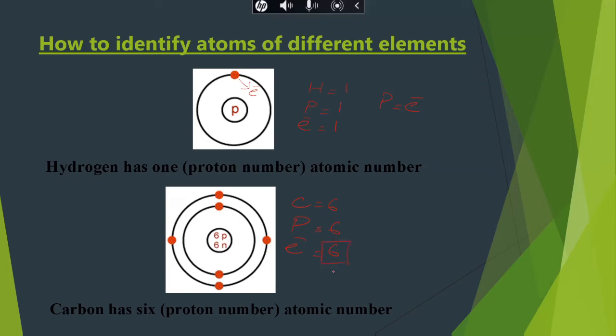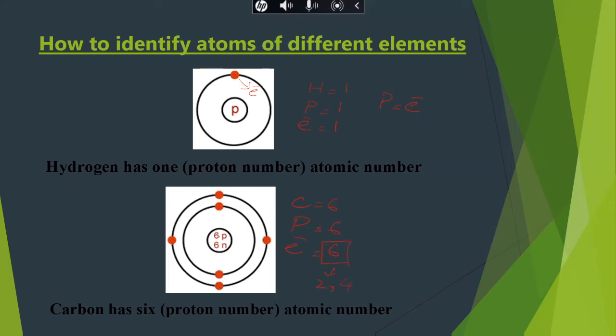Why are there 2 electrons in the first shell? Why not 6 electrons? Why not 4 electrons? We will discuss it later. First, just try to understand that there should be 6 electrons: 2 are in the first shell and 4 are in the second shell.